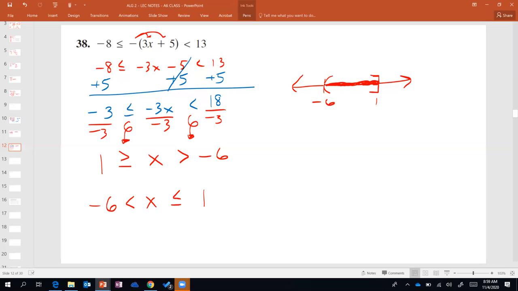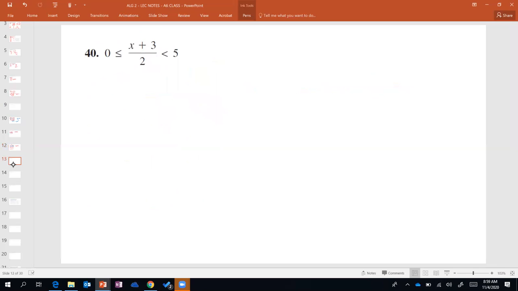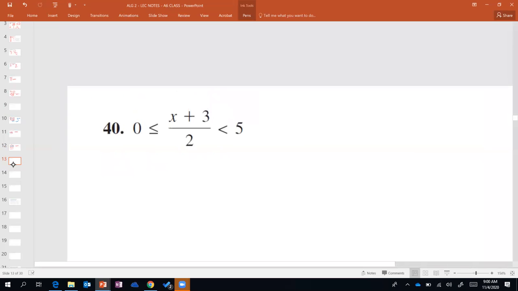Okay. Are we good there? Almost done with inequalities here. All right. How about, let's see, we got the negative inside there. Now we got to deal with the fraction inside there. That looks fun. Zoom in. Thank you so much for the reminder.